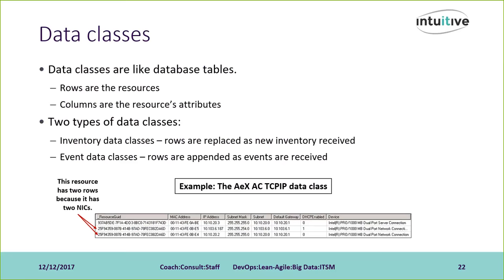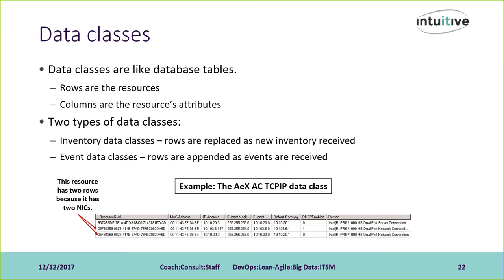There are two types of data classes. We have the inventory data class and the event data classes. An inventory data class describes a computer's attribute, such as the operating system it's running or the name of the computer. Rows in an inventory data class are replaced as new inventory is received via those inventory policies, so the collections of those inventories.